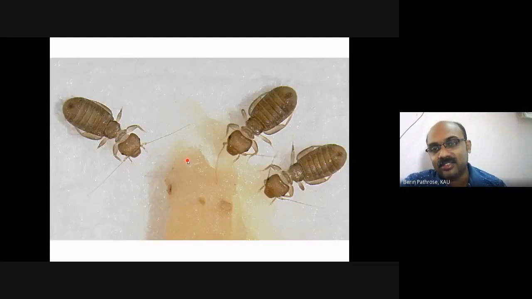You can see the booklice over here. These are wingless, very small insects. Mainly, they cause allergic reactions in human beings. Not much damage to grain, but because of the allergic reactions, it is gaining more and more importance nowadays.